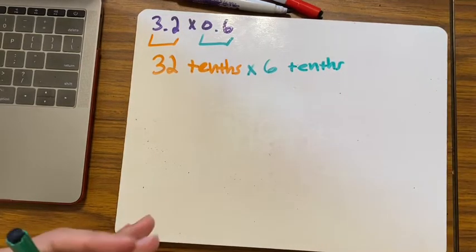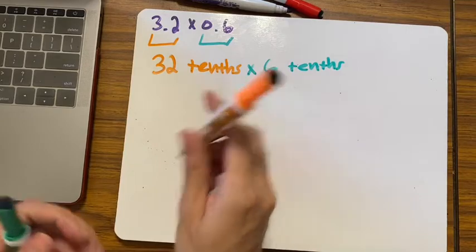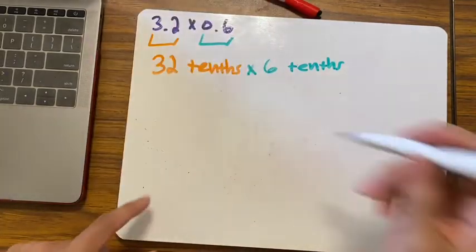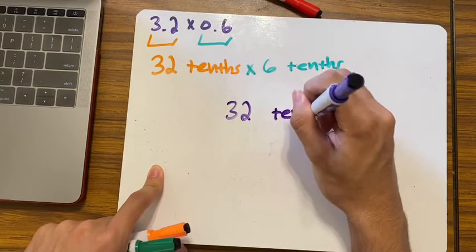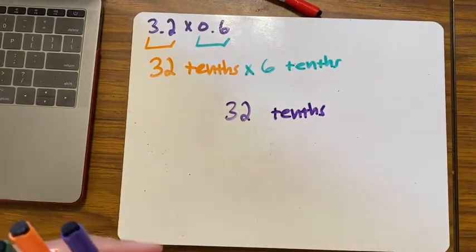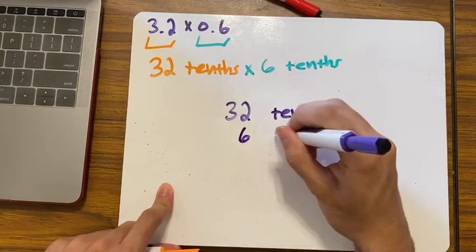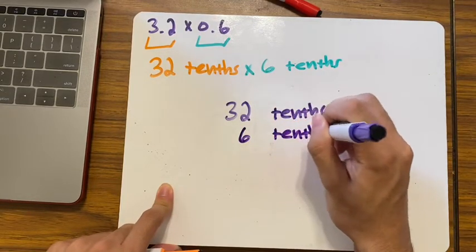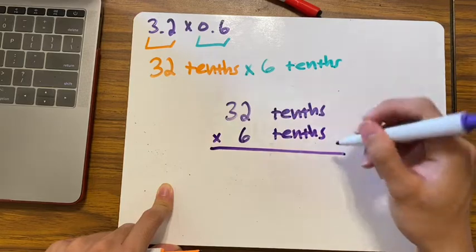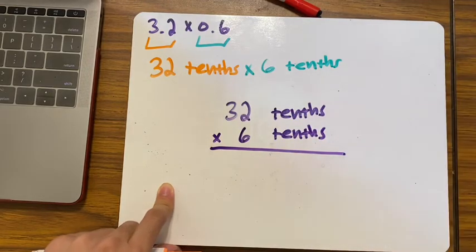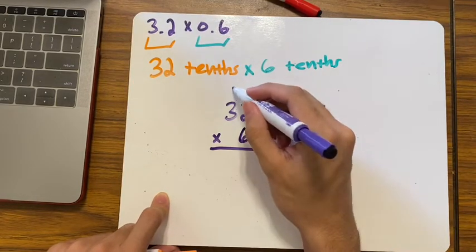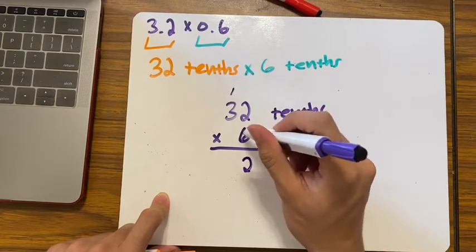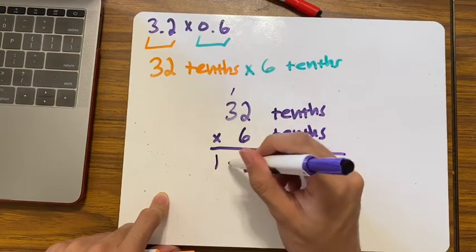And then let's just go ahead and multiply them regularly. But I'm going to do it hot dog style or hamburger style. 32 tenths times 6 tenths. Okay, and let's ignore these tenth parts just for now, okay? I have 6 times 2, that is 12. And then 3 times 6, 18, plus 1, 19.